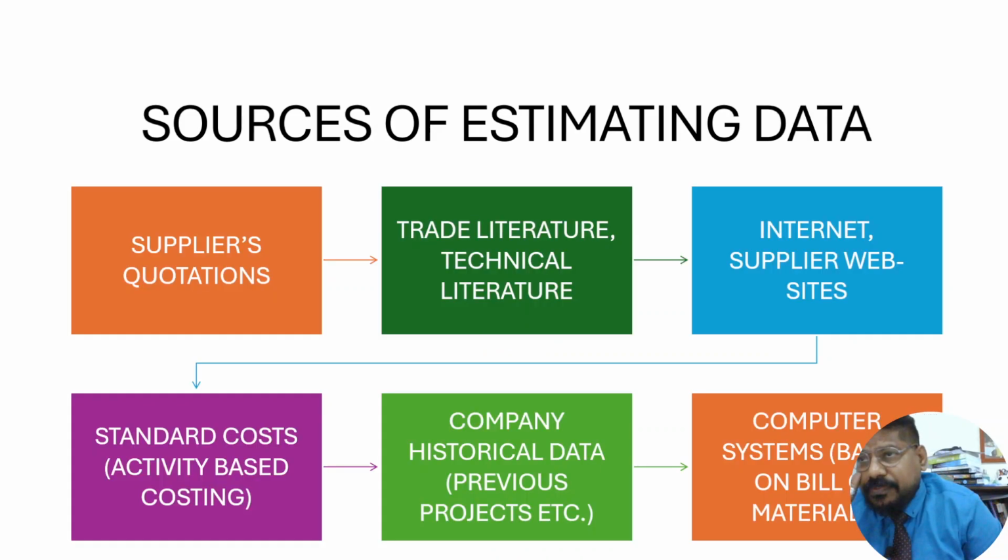Okay, sources of estimating data. First, as you know, supplier quotations, trade literature, technical literature, internet supplier websites, standard cost, activity based costing. You are just adding up the cost from a top down or bottom up approach. Company historical data, previous projects, which is nothing but analogous estimation. Computer based on bill of materials, which is parametric estimation.